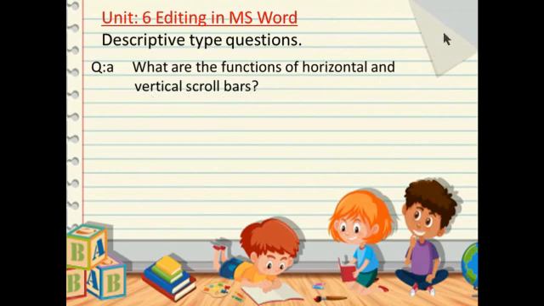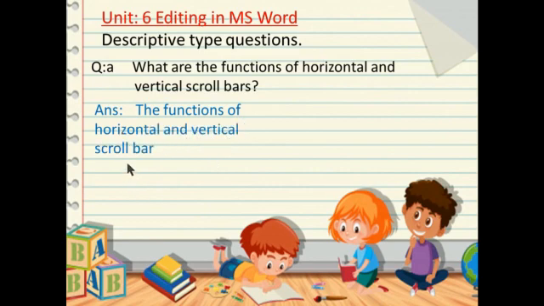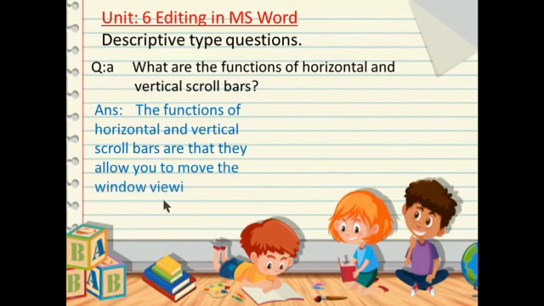There are two bars in your Word window screen, horizontal and vertical. So what are the functions of that? You need to tell me here. Let's see. The functions of horizontal and vertical scroll bars are that they allow you to move the window viewing area left or right and up or down. How?